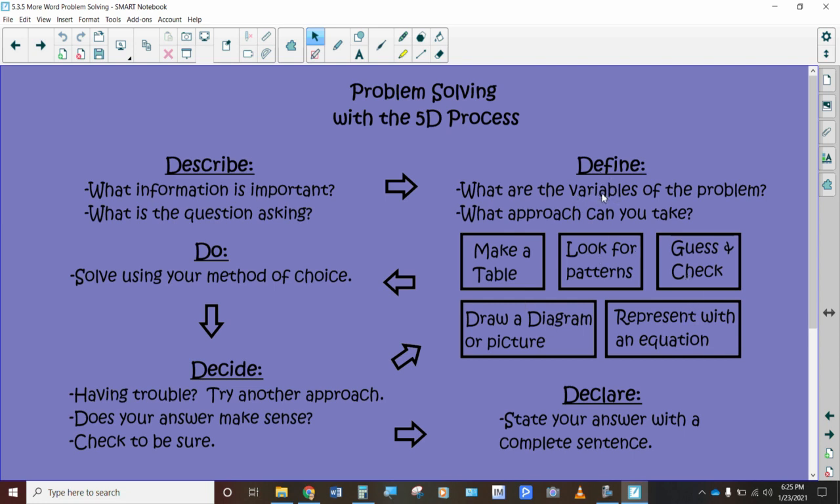Sometimes even when you do set up an equation, maybe solving the equation is a little bit complicated and it might be best to set up a table and do your guess and check process. But if we can get away with doing it as an equation and solving the equation, let's go ahead and do that. Then we do the problem, we check to make sure our answer is correct, and once we feel confident, then we declare our answer using the appropriate words because these are word problems.